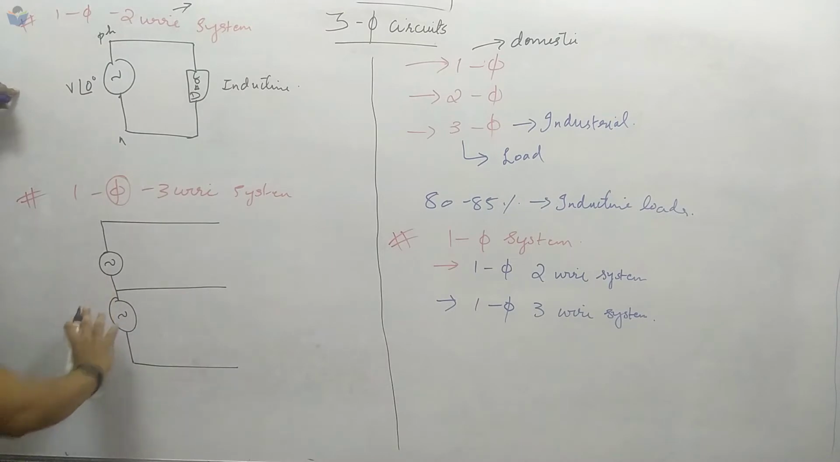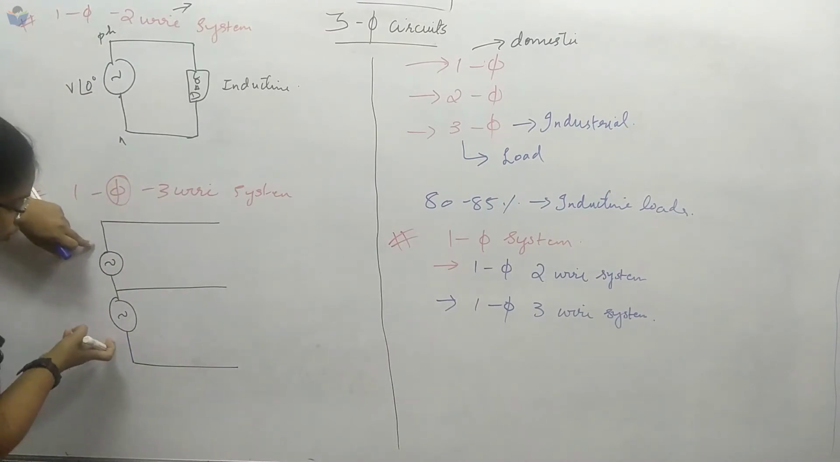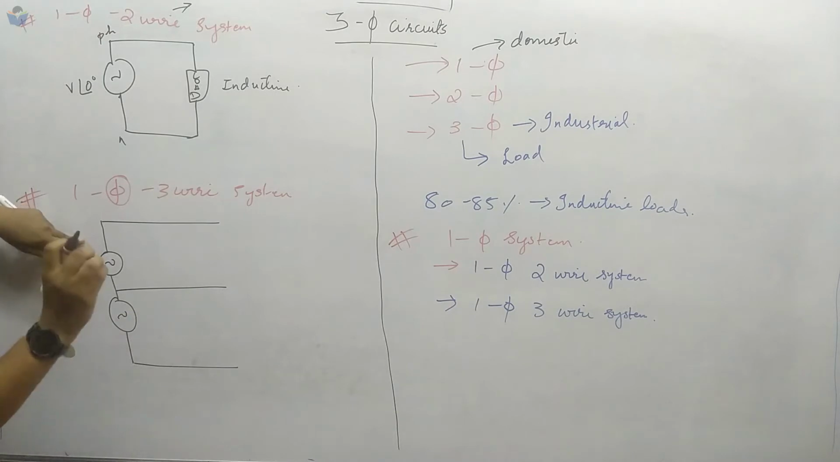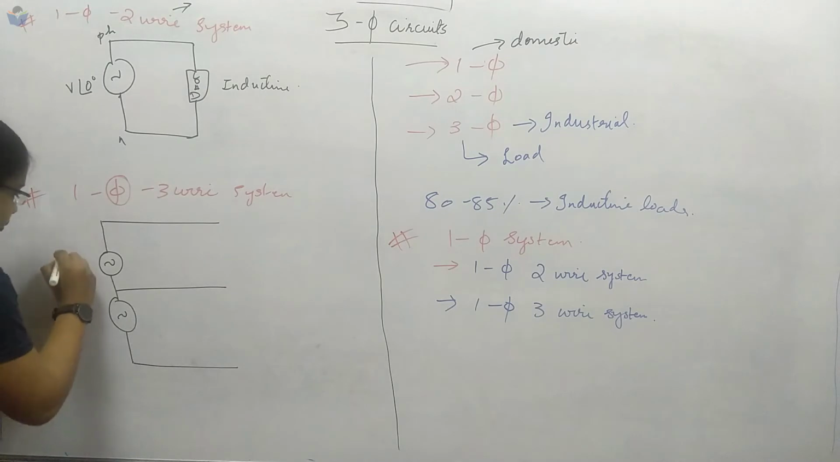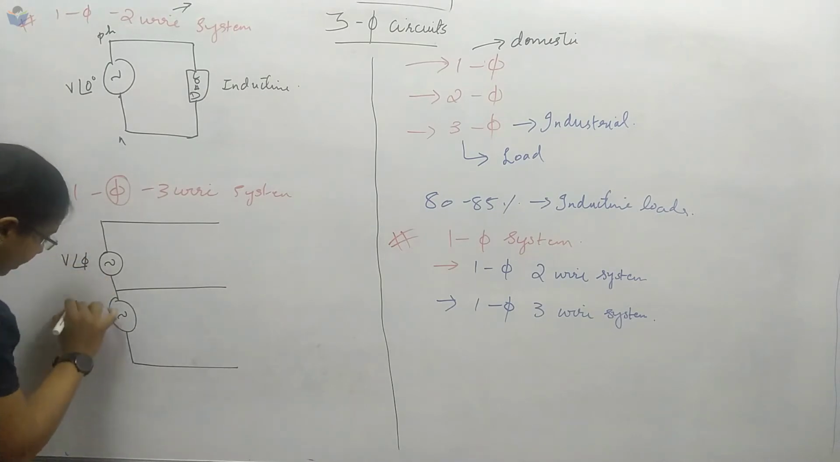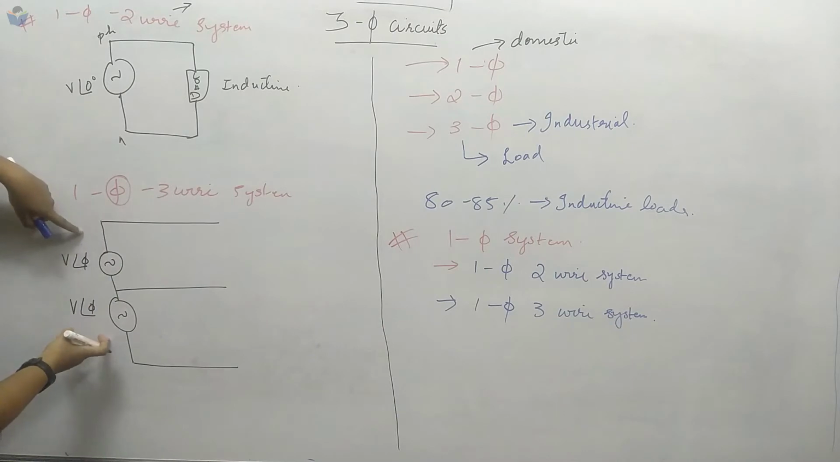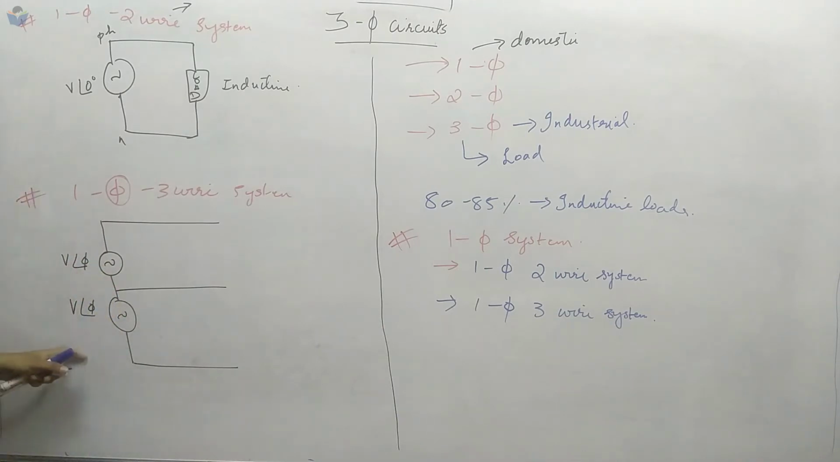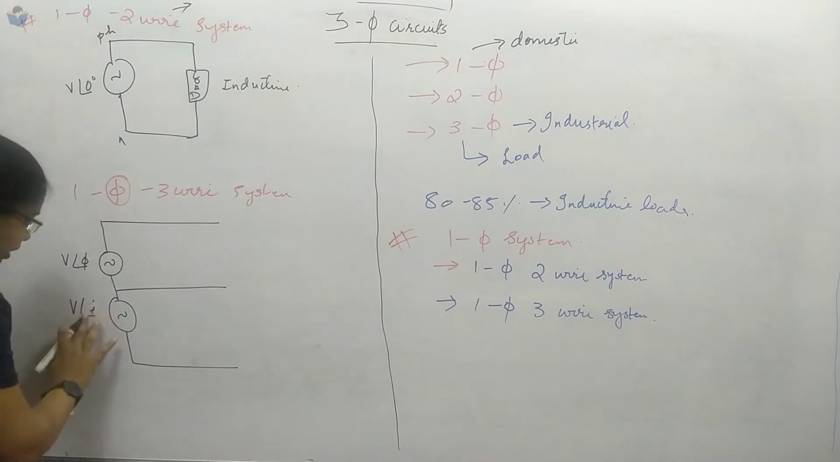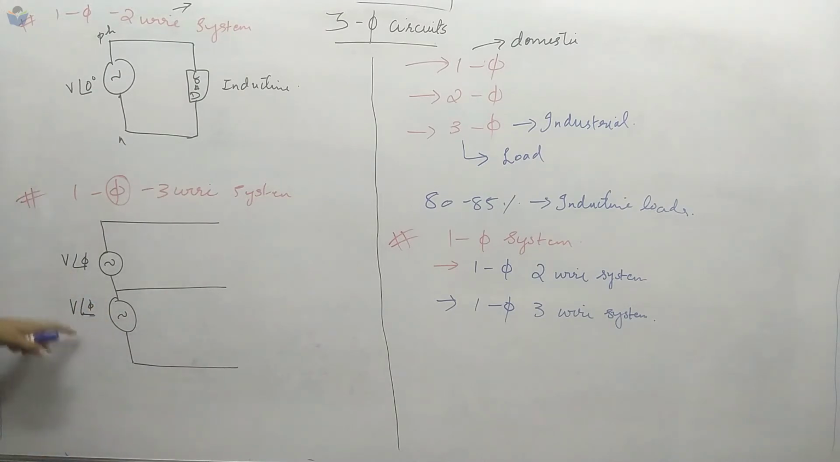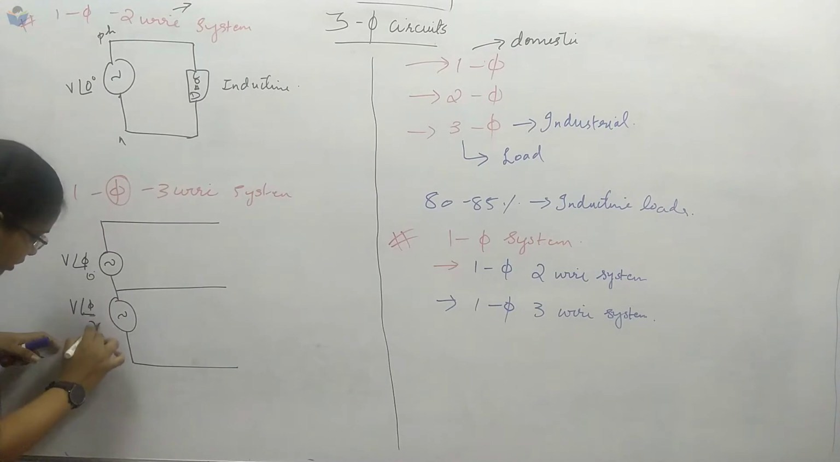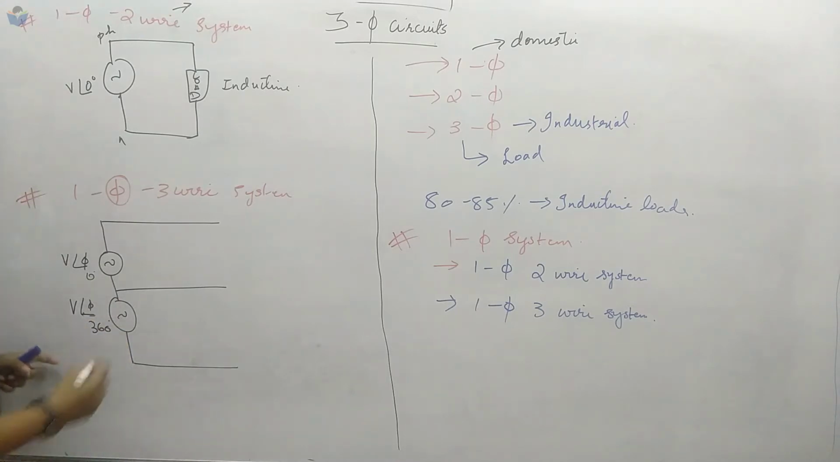Now the twist here is that most of you get confused with these two sources. When it comes to sources, most students think of it as a two-phase system. But we have the same angle displacement for both voltage sources, which means they are single phase only. If it was two phase, then here it would have been a 90-degree displacement. But here this is single phase, so the angle will be the same. If here it is 0 degree and here it is 360 degrees, still both are single phase. It will come in the same rotation as well.